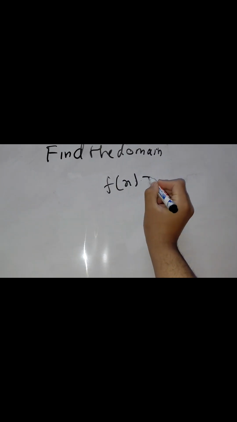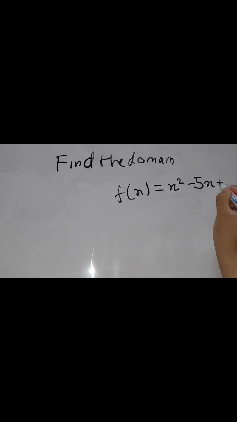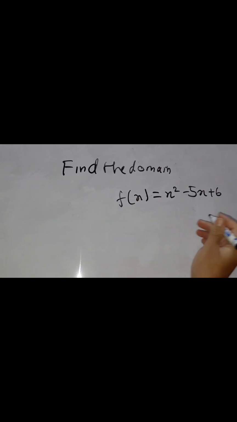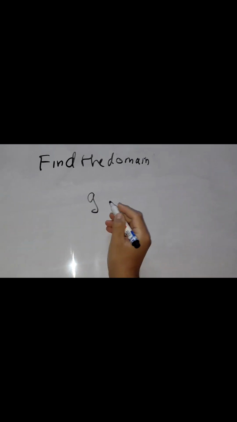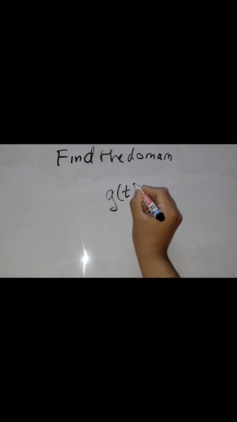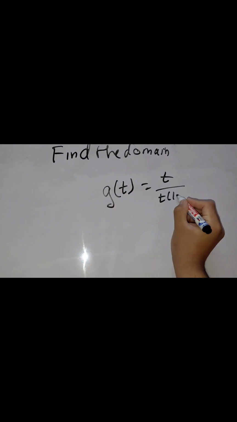Now we move on to the second question, which is also similar. So I won't do it, you guys can do it. And the question is f of x is equal to x square minus 5x plus 6. Find its domain. Take a screenshot. Then after that we are going to move to a new question. Now we are going to a new question. Let's say g of t is equal to t by t, 1 minus t.